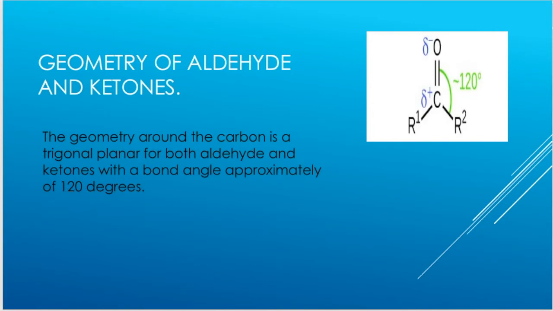The geometry of aldehydes and ketones is basically trigonal planar. As you can see in this picture, both of them are the same. The main difference is that one has H on it, and the angle in both of them is approximately 120 degrees, as we can see in this picture.